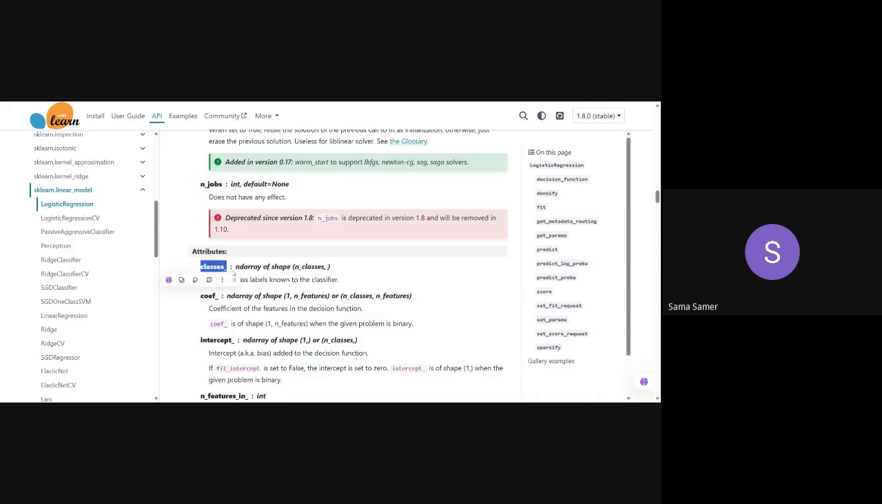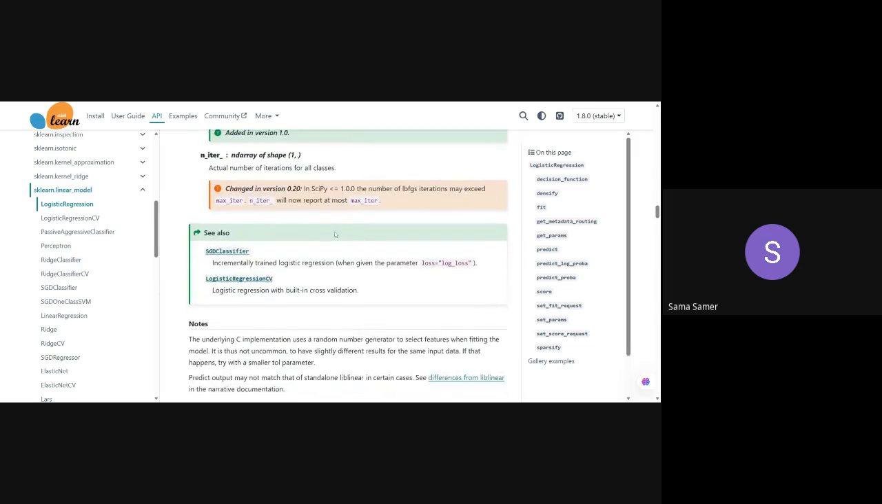The classes: if we are entering an ND array, we enter a coefficient, the number of features, the number of classes, and so on. Then we will have the intercept. Again, what I'm showing you is the official documentation of the logistic regression parameters. We don't usually use all of these parameters inside our problem. We only use the needed attributes inside of it.